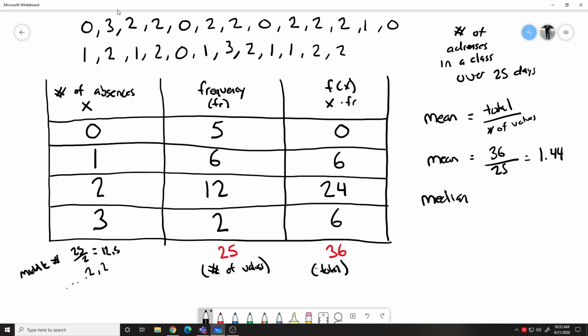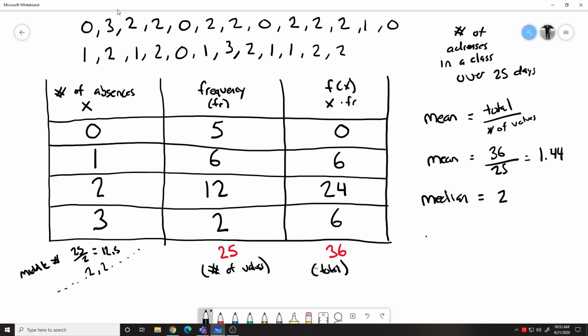So we got a bunch of numbers going this way and a bunch of numbers going this way. The exact middle is a 2 and a 2. The mean of 2 and 2 is 2, so the median number is a 2. So if I were to organize my data, the exact middle number would be a 2.